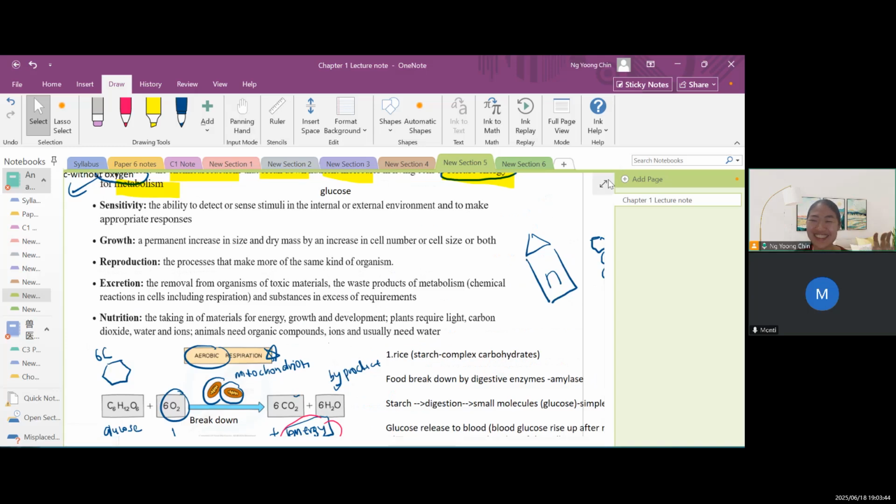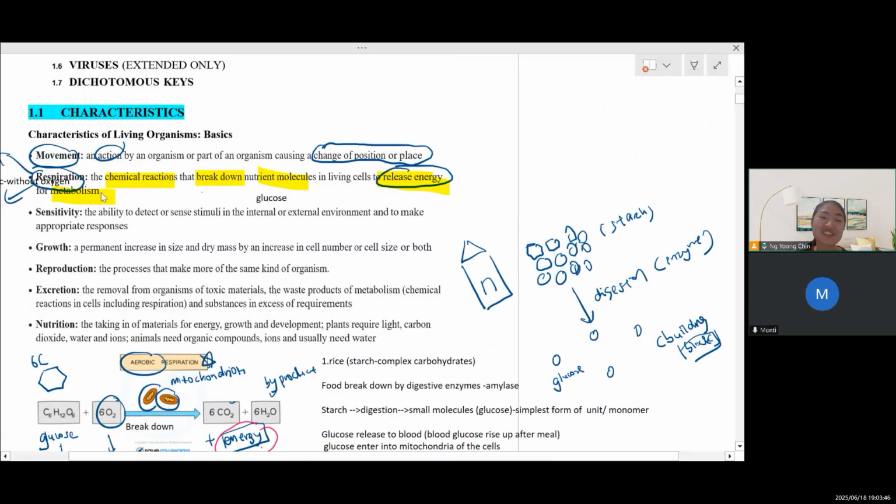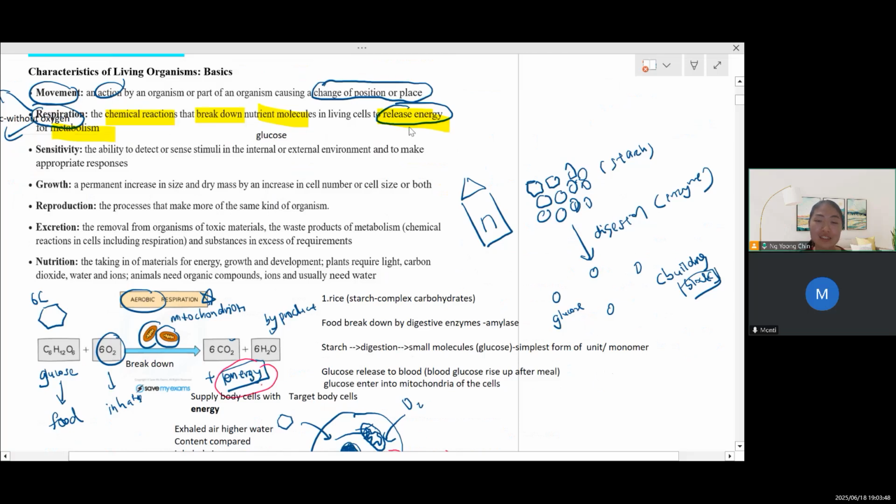So respiration, okay. Monty, studying biology is like this. You need to understand the process first, then you imagine the process, and then you relate the process to yourself, and then you're able to memorize better.